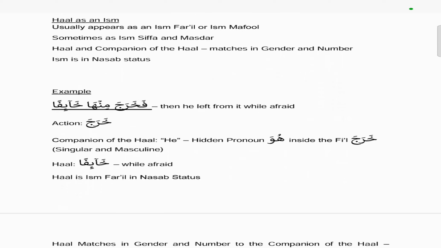The Haal as an ism usually appears as an ism fa'il or ism maf'ul. This is something we'll discuss in more detail later, inshallah. Sometimes it's an ism sifa, which is a description, or a masdar. Just for this chapter, the ism fa'il is the one who did something, the doer, and the ism maf'ul is who the action is done to. The Haal and the companion of the Haal match in gender and number, and the ism is in nasab status.